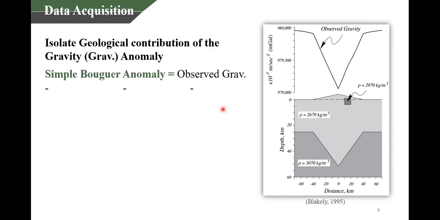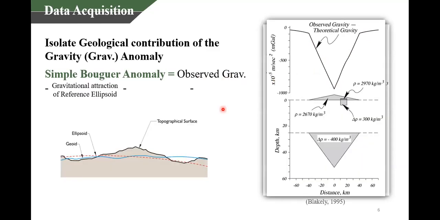The first correction that must be applied is removing the theoretical gravity, which is the gravity that would be measured over the reference ellipsoid. This reference ellipsoid is the theoretical shape of the Earth. As you can see here, the shape of the anomaly didn't change a lot, but the magnitude of it did.